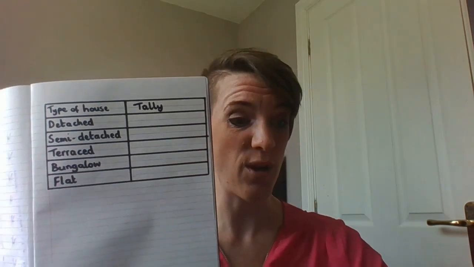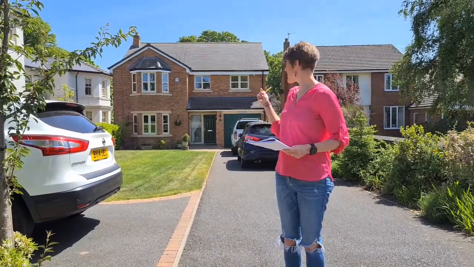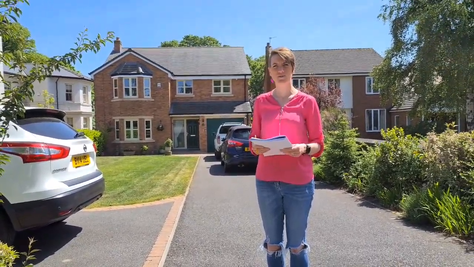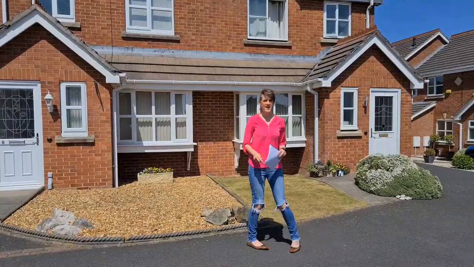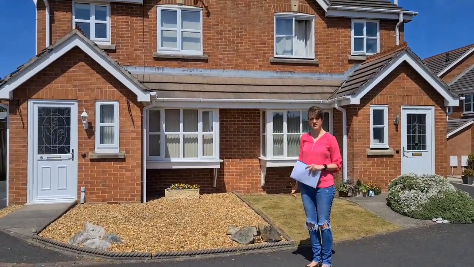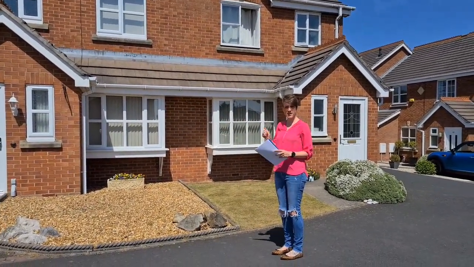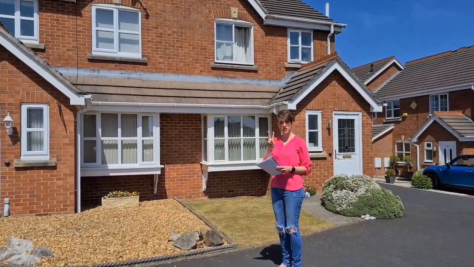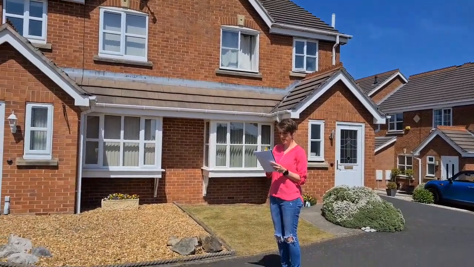Let me show you. This house is a detached house. That means that no other houses are joined onto it. I'll tick it off on my tally chart. Here are some semi-detached houses. So it's 2 houses and they're joined together. So I can tick off on my tally chart some semi-detached houses. I've got to put 2 marks because there are 2 houses here. So I'm going to put those on my tally.